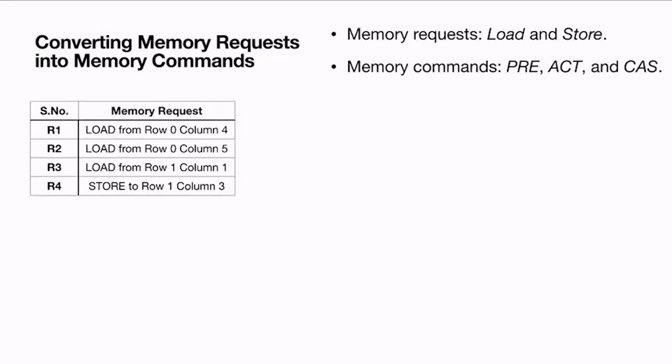Let us say we have these 4 requests. One is load the data from row 0 and column 4, that means column 4 of row 0. Second is load the data from column 5 of row 0. Third request is read from column 1 of row 1. Fourth is store the data into column 3 of row 1. Let us assume that all these 4 requests are going to the same bank.